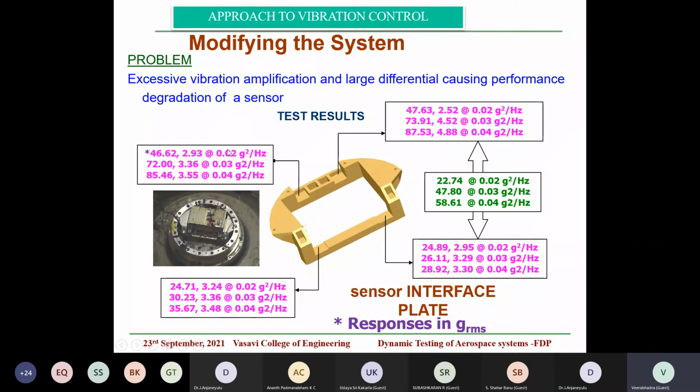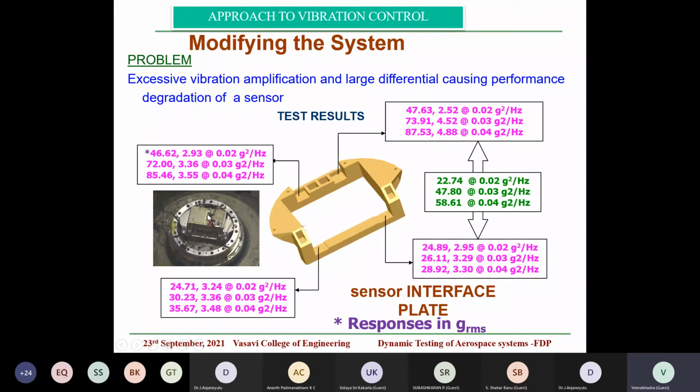I have listed here for a given input, and we were getting as high as like 85 GRMS for input of 0.04 at this point, and at the other point we were getting 35. If you see the difference between 85 and 35, we were having a difference of around 58 GRMS for 0.04, which means this is going up or down, and this is also not going in the same fashion. So that is again called differential input. For sensors, it is very dangerous and detrimental.